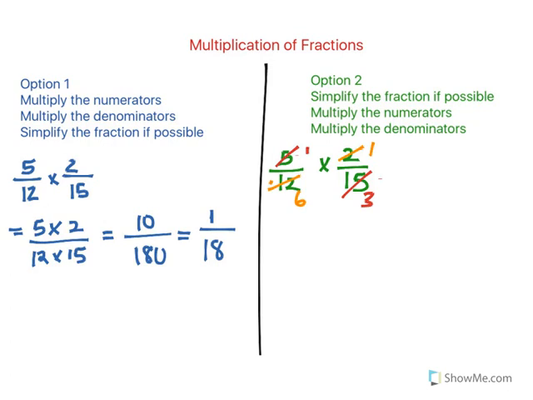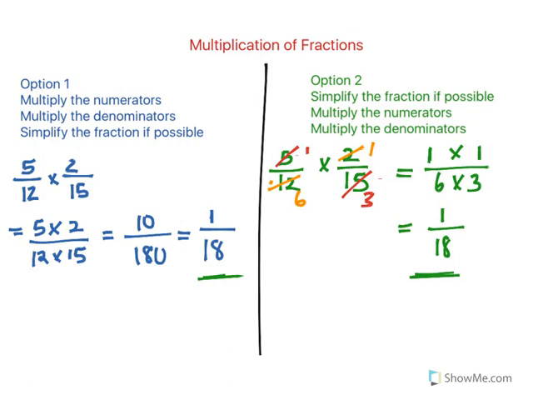So I've simplified as much as I can do, and now I'm going to multiply my new numerators, which will be 1 times 1, and my new denominators, which will be 6 times 3. 1 times 1 is 1, and 6 times 3 is 18. So you see, I get the same answer. So a different method by just switching around the order of the steps. But again, it gives me the same answer.